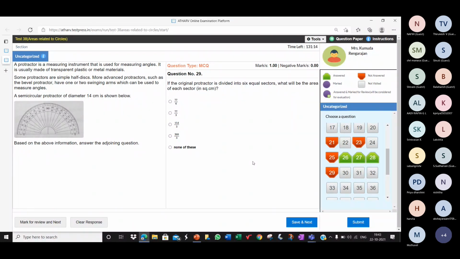Ma'am, 77 only, ma'am. The fourth one is only 154, ma'am. What's the area of the protractor we found? 77, ma'am.